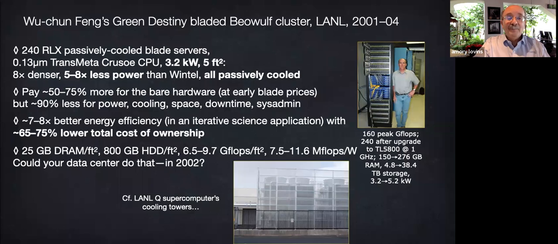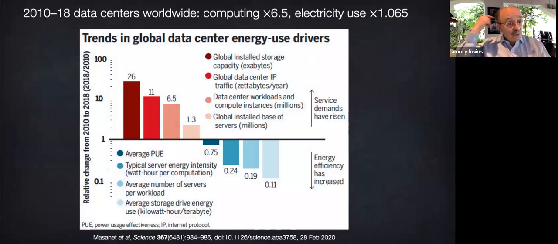Makes sense. Progress continues and adoption expands. So a team, including our Stanford colleague, Jonathan Koomey, published in Science magazine a wonderful summary of how that vision and more has been realized. This Tufte-quality summary graphic shows how in just 8 years, the world's data centers installed 26 times more storage capacity. They carried 11 times more data traffic. They did 6.5 times more computing.